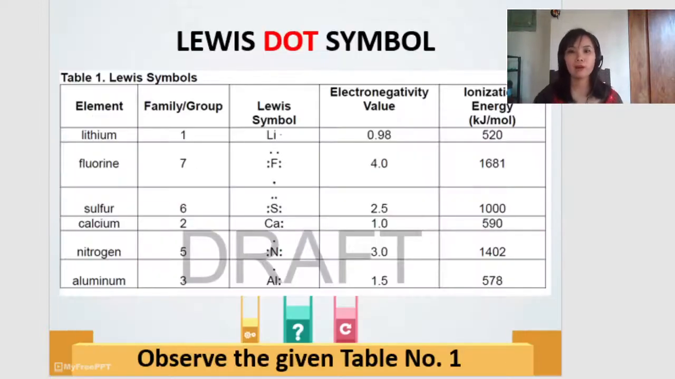Okay? Now, I want you to observe this table number 1. We have here lithium, fluorine, sulfur, calcium, nitrogen, and aluminum. For the family or group, you can check from your periodic table that lithium belongs to family 1, fluorine belongs to group 7, sulfur belongs to group 6, calcium belongs to group 2, nitrogen belongs to group 5, and aluminum belongs to group 3. And then the Lewis symbol follows.